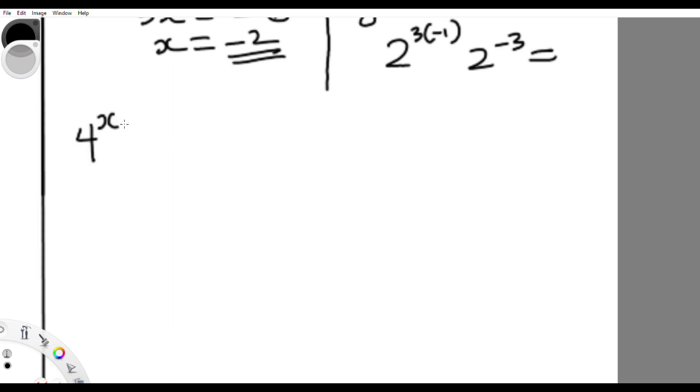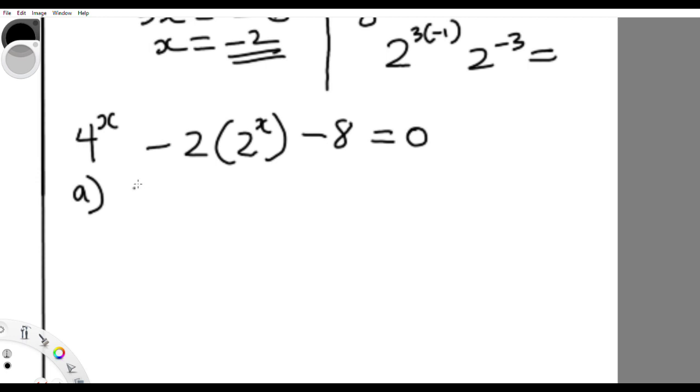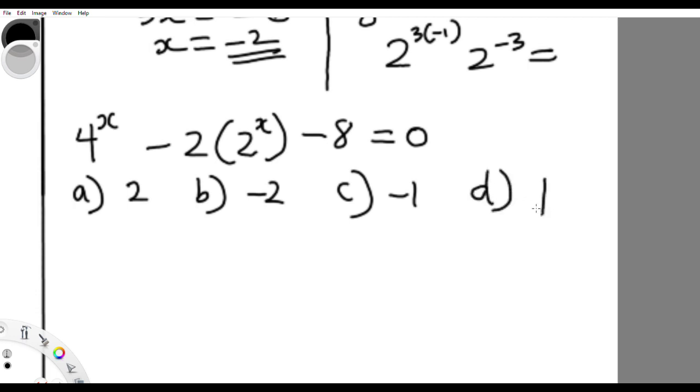4 raised to the power of x minus 2 open bracket 2 raised to the power of x minus 8 close bracket equals 0. Now let me put options. You have A 2, B minus 2, C minus 1, D 1.